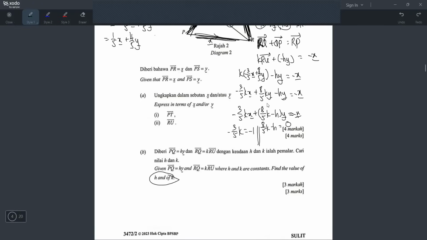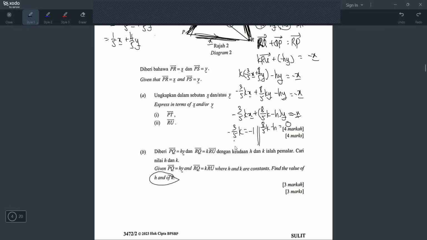There is also another way to do this, which is you can move the terms with x to one side and the terms with y to the other side, and then take both coefficients equal to 0. Alright, I repeat one more time. Another method is to move the x terms to one side, the y terms to the other side, and then take both x and y coefficients equal to 0. You will get the same answer.